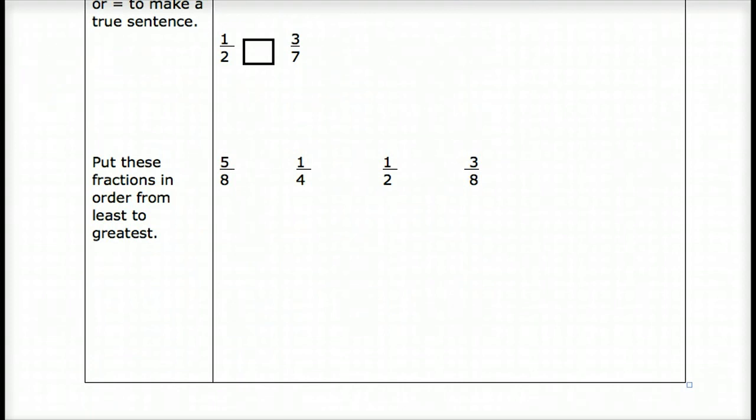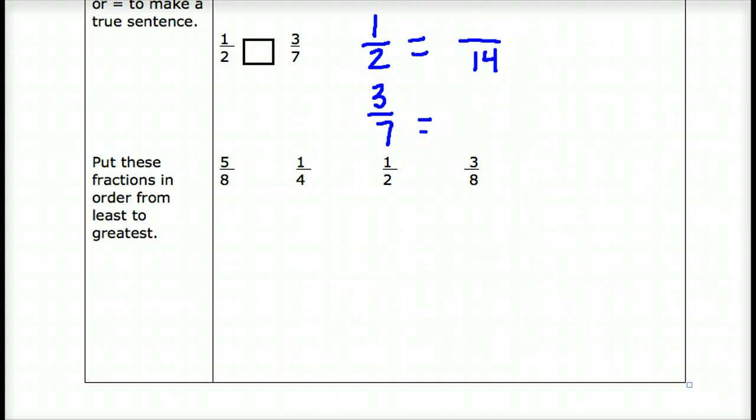Alright, so we have been given 1/2 and 3/7. So we're going to go ahead and list them. And we know that 2 will not divide into 7, but if we go up to the next multiple, we would have 14. 2 will go into 14. So we know that both of these fractions share an LCD of 14.